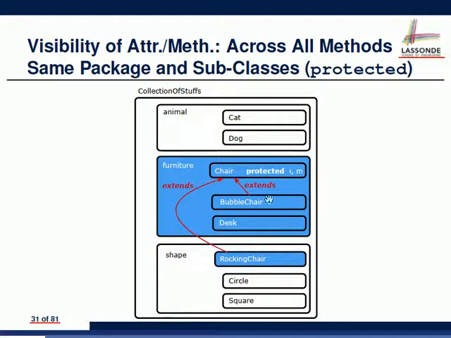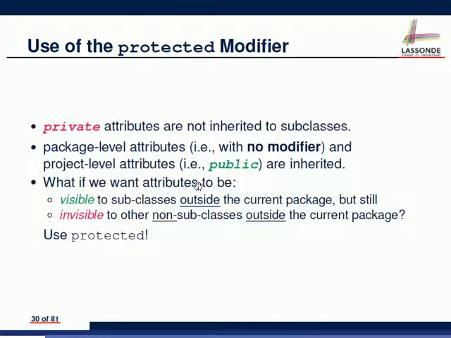The answer is you use something called protected. So what's the difference between protected and package level visibility? Here's the difference. If you take out the protected over here, which means no modifier, the visibility is restricted to the current package only. But if you add protected, it extends the visibility to any subclasses of the current class. Okay, that's the difference.